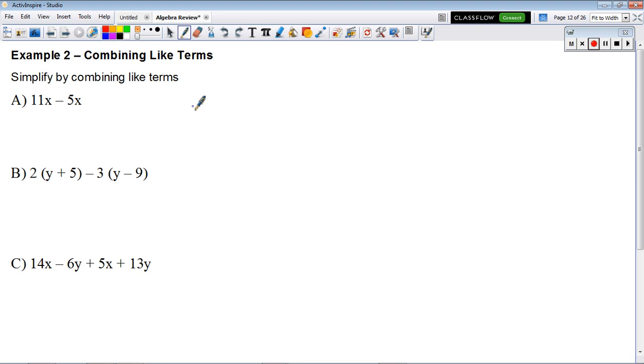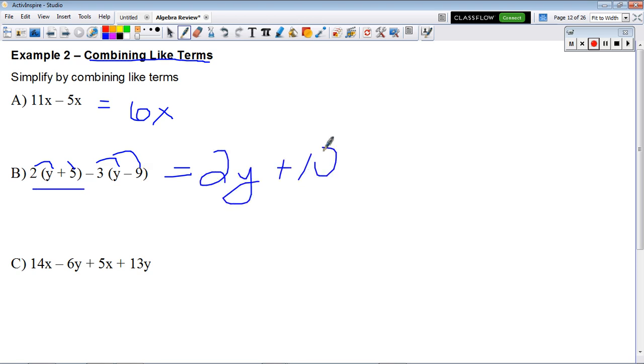Some other things with simplifying has to do with just some different things involving straight combining like terms. So for instance, with 11x minus 5x, because the variables are the same, I can subtract the coefficients. 11 minus 5 is 6, so this would be 6x. With part B, just notice I have some distributing that I need to do first before I can combine like terms. So when I distribute the 2 to the parentheses here, this ends up being 2y plus 10. And when I distribute the negative 3 here, this ends up being negative 3y plus 27. Just notice it's plus because you got a negative 3 times negative 9.